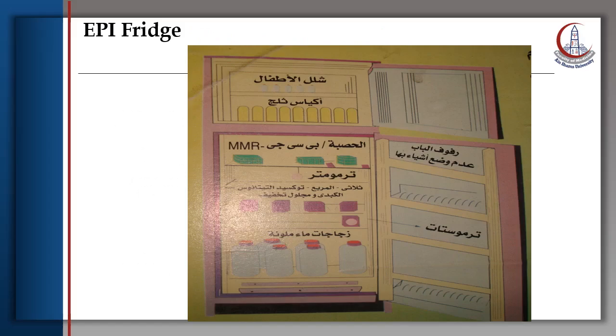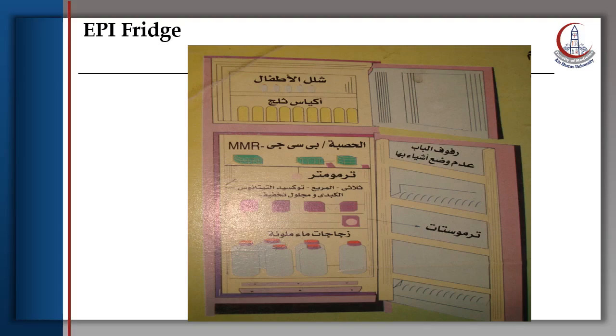As we explained before, here is the refrigerator. We open it and we found that the door is empty. The freezer contains only ice packs and oral polio vaccine.